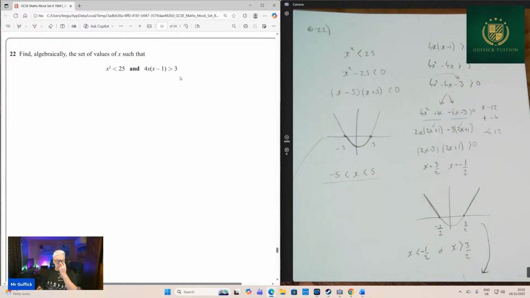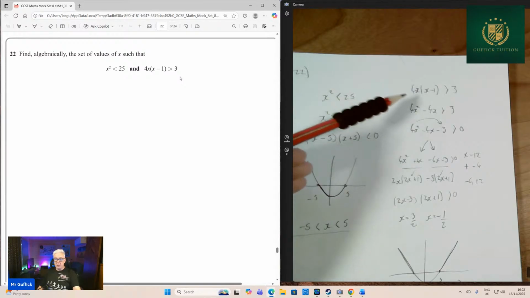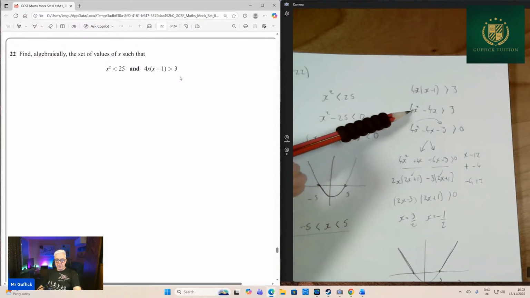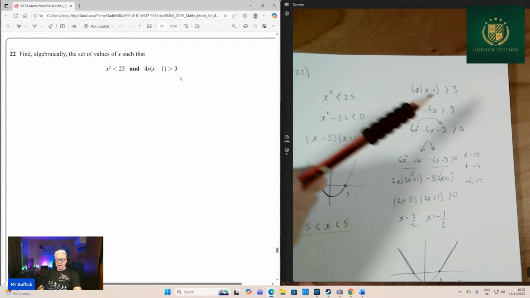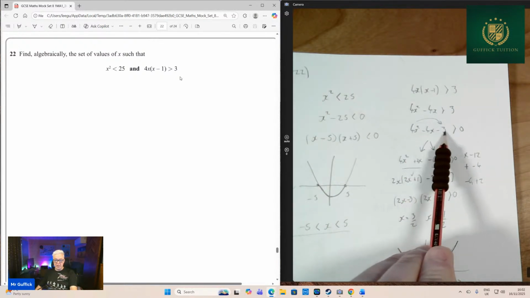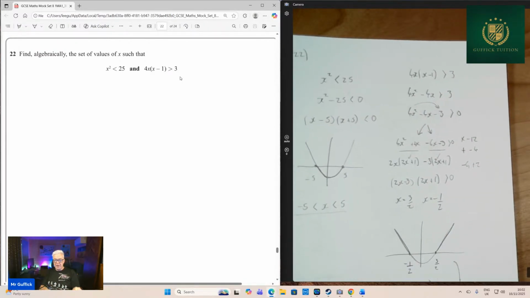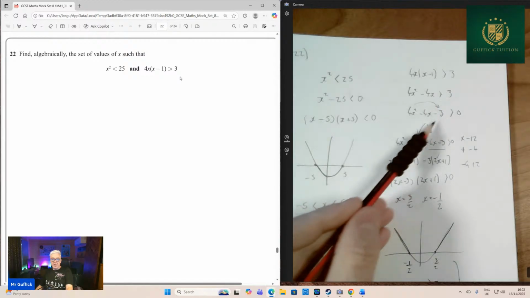Okay, now let's look at the other inequality, this one here. So for this one, I've expanded the brackets to start off with and then taken the 3 across to the other side. So we've got to solve this quadratic. Okay, so yeah, it looks to me like we're going to need to do the old rainbow split method for factorizing this quadratic. Look, there's the rainbow and there's the split.